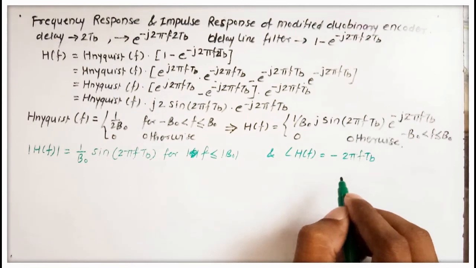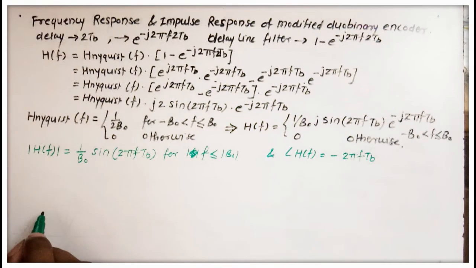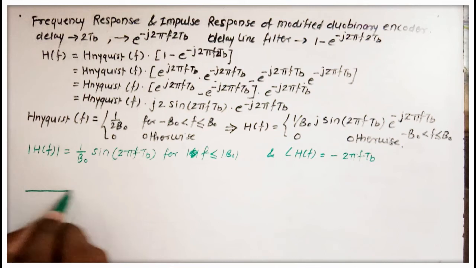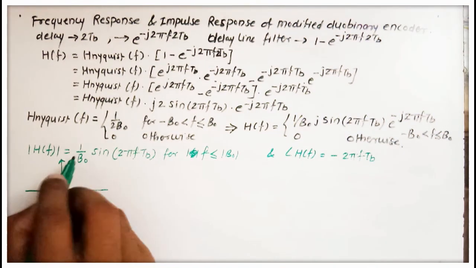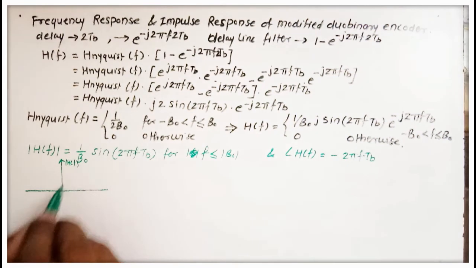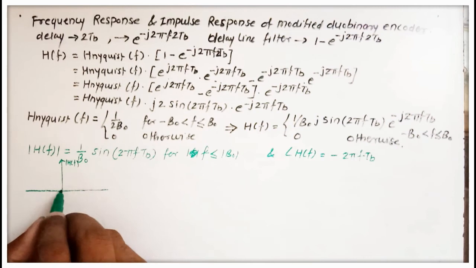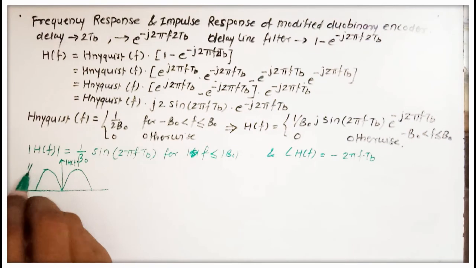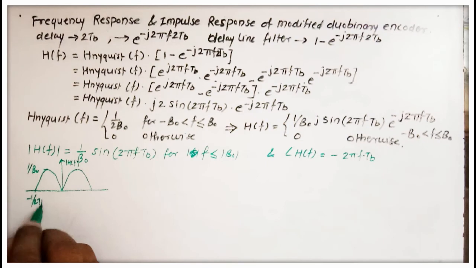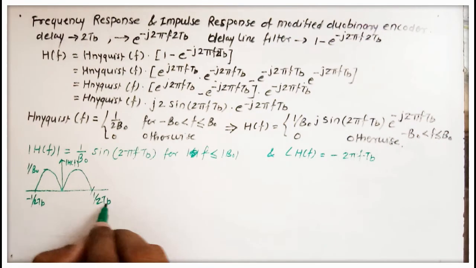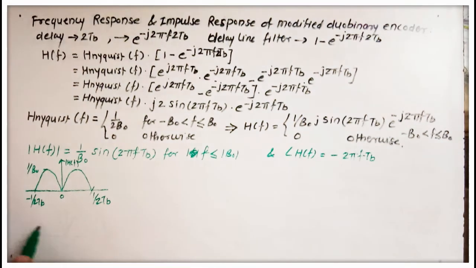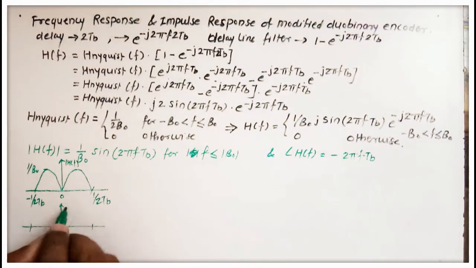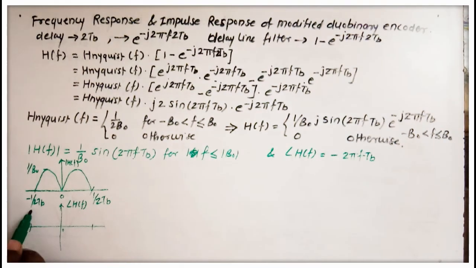Now if we are going to plot the magnitude spectrum and the phase spectrum, the magnitude spectrum we can draw like this. So this is mod of H f. As the value of sine 0 is 0, we get a magnitude response like this. This is the maximum amplitude, that is 1 by B0, this is minus 1 by 2Tb, this is 1 by 2Tb, and this is 0. Likewise, if you plot the phase response, this is 1 upon 2Tb, this is minus 1 upon 2Tb, this is 0, and this is the phase response. So it is like this.